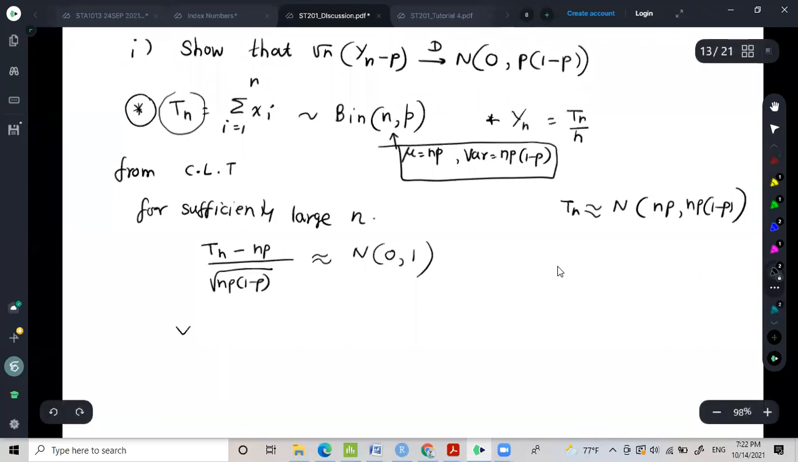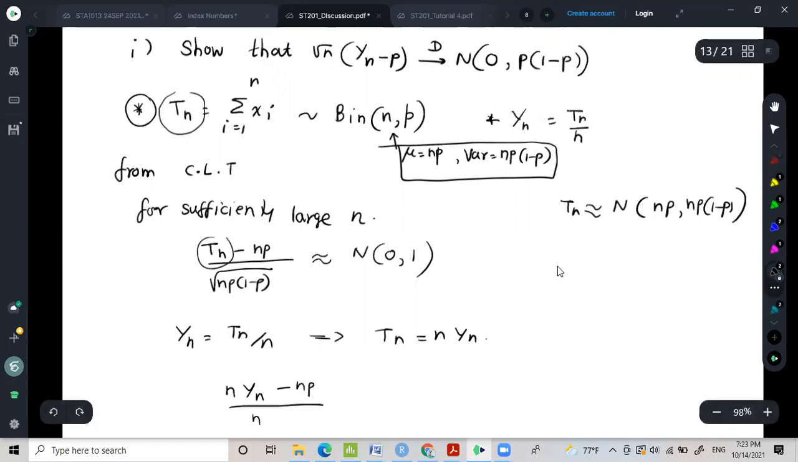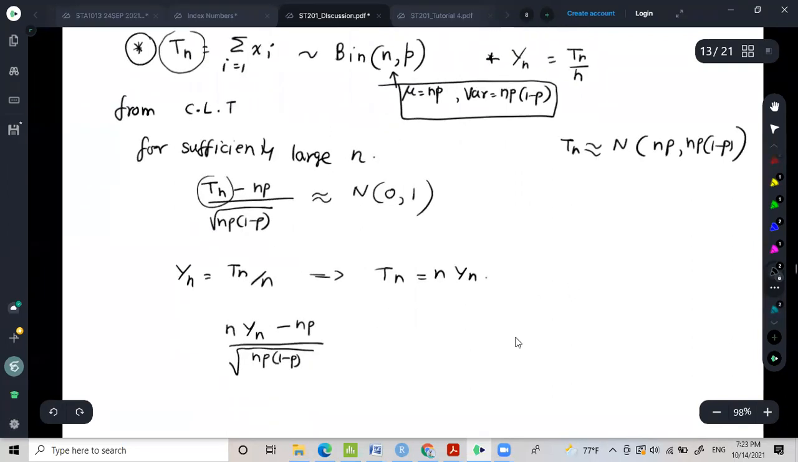Now you take Yn. What is Yn? Yn is Tn over n, and that means Tn is n times Yn. Right? Now you can write n times Yn as Tn, and you already know what Tn is. So instead of Tn, you can replace it with (n times Yn minus np) over the square root of np(1 minus p), approximately normal 0, 1.